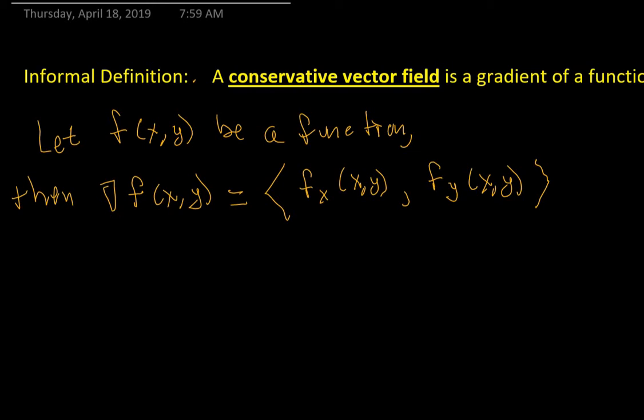This vector we just made is a vector field, and that vector field is called conservative. So the quick and easy definition for a conservative vector field is that it is the gradient of a function.